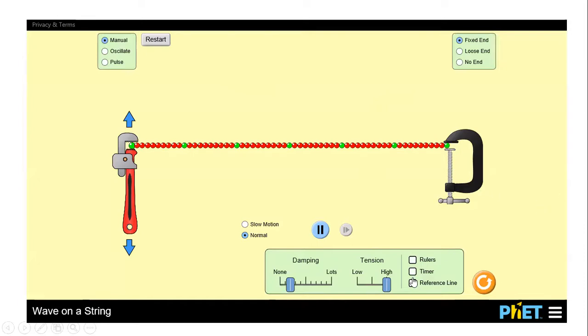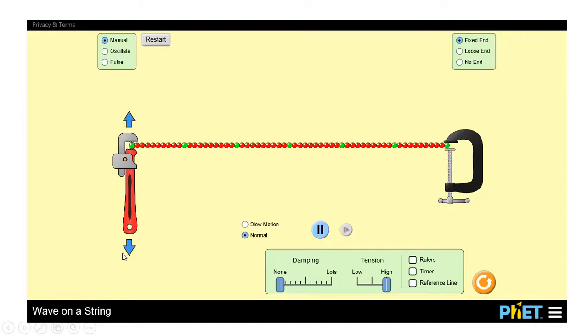Let us see what the other options in this simulation are. You can see damping, so you can adjust the damping coefficient. And you can see the tension of the string, which you can make low, moderate, and high. There are other options like rulers, timer, reference line, and slow motion or normal. Right now, what you can do is move this end up and down.